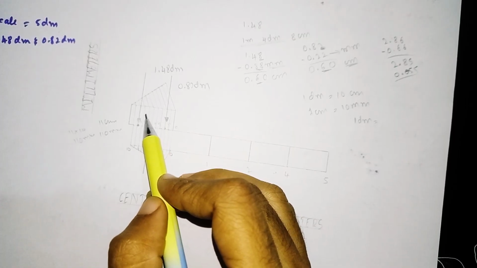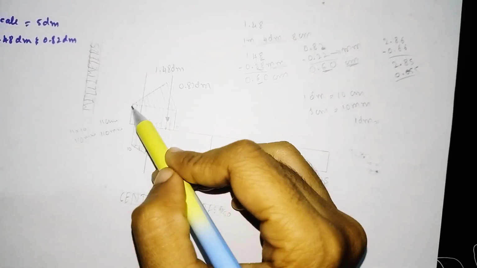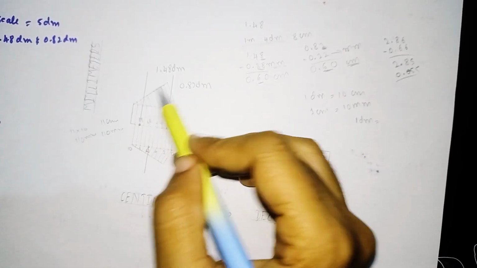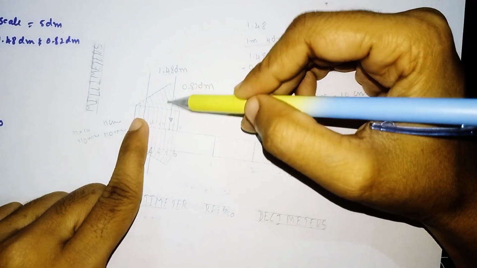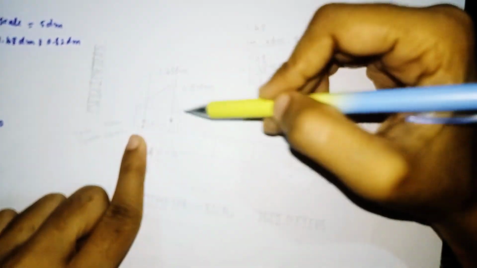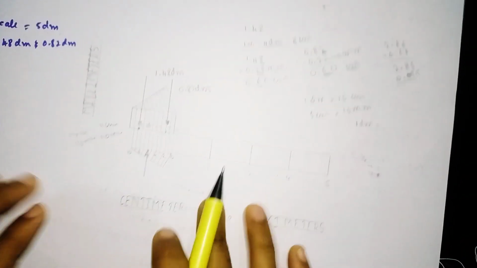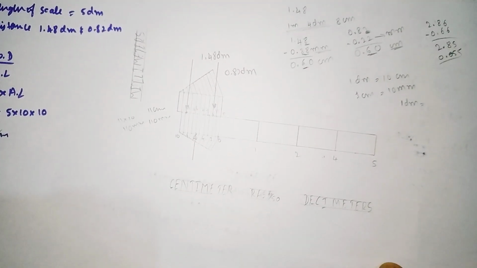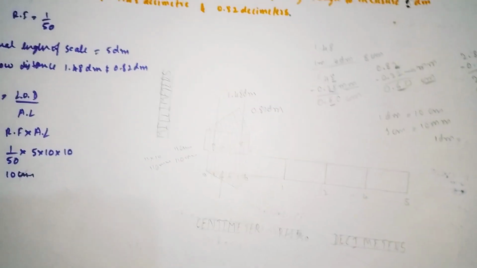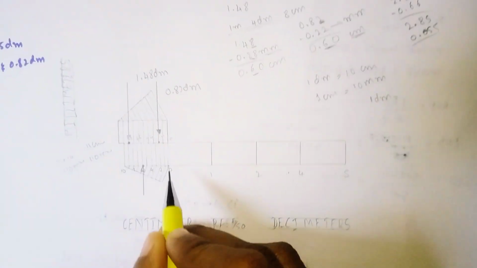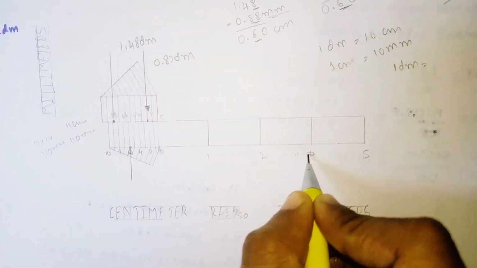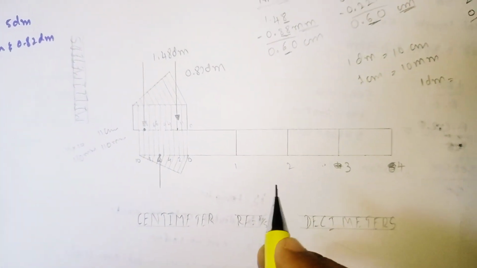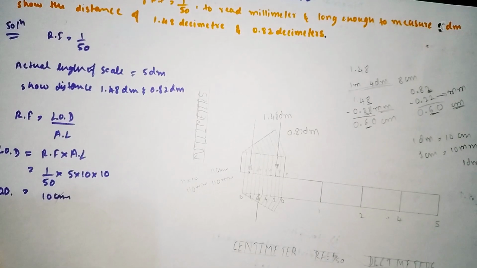To read our vernier scale readings, again I have to draw one inclination here. I have taken the 2 centimeter up here, and for that again I have drawn the 10 equal parts, and I have joined it, and I have read all the values they give here. In this way we have to draw the vernier scale. Here this is 0, 1, 2, this is 3, this is 4. Make it correct. So I hope you all have understood.